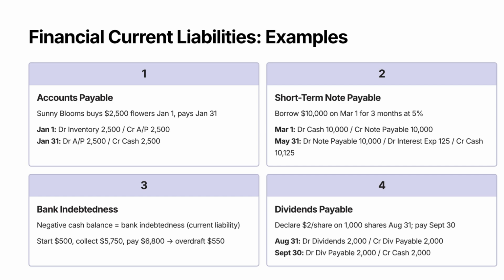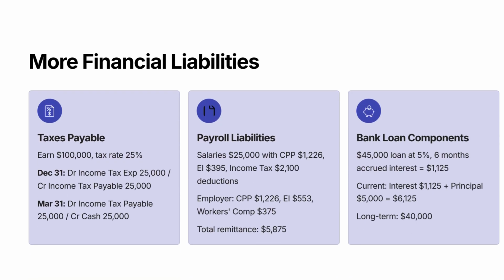Example number 3, bank indebtedness, overdraft. If your cash balance goes negative, that's bank indebtedness, a current liability. Example: you start with $500, collect $5,750, and pay $6,800. Overdraft of $550. Example number 4, bank loan, current portion and interest payable.